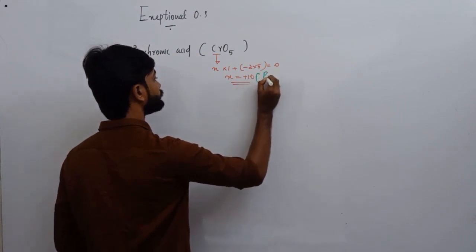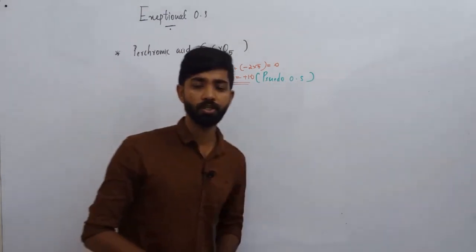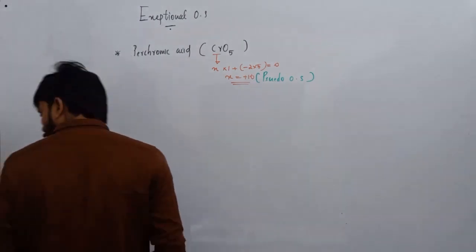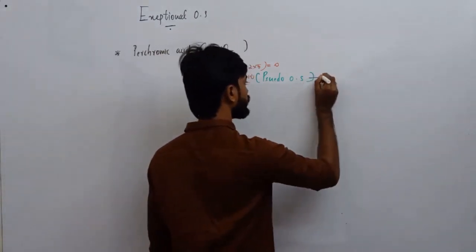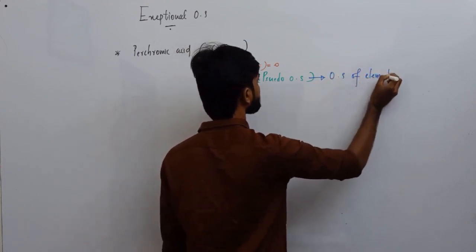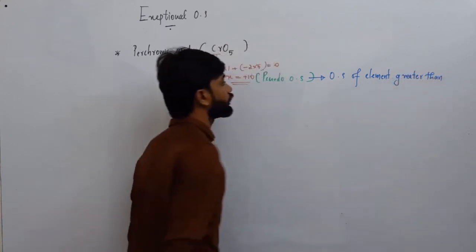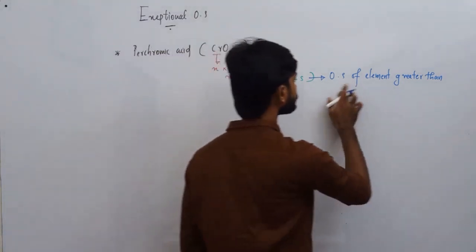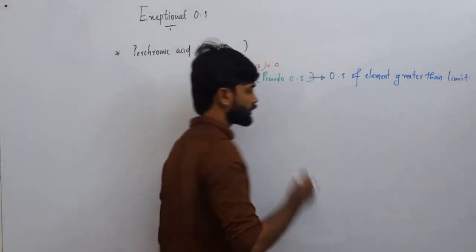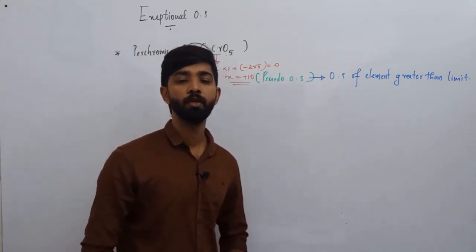But this is known as pseudo oxidation state. What do you mean by pseudo oxidation state? Pseudo oxidation state means the oxidation state of an element greater than the limit, the oxidation state which exceeds the limit of that element. Okay, that is said to be pseudo oxidation state.